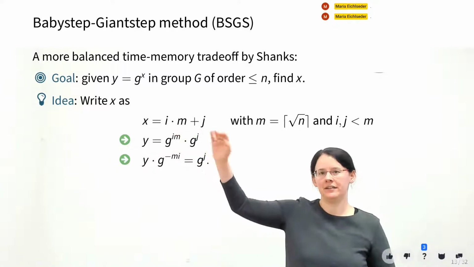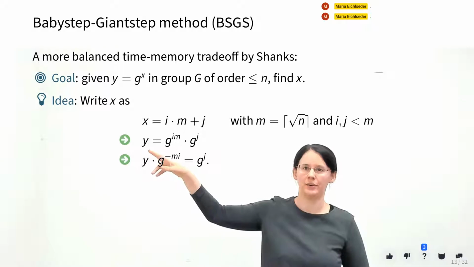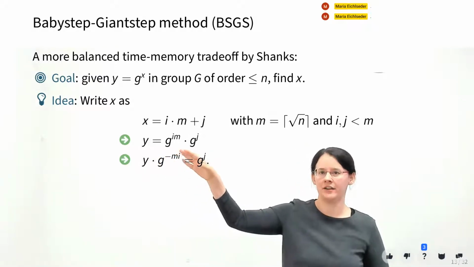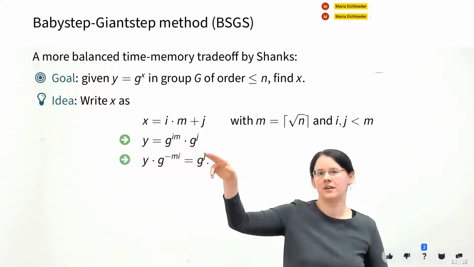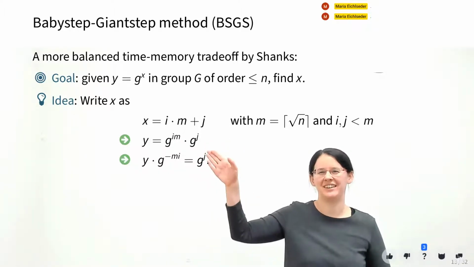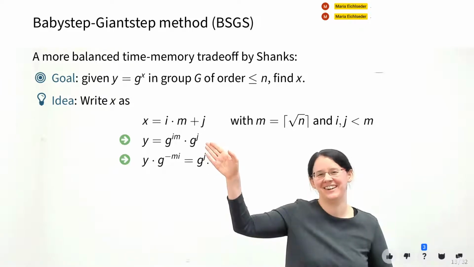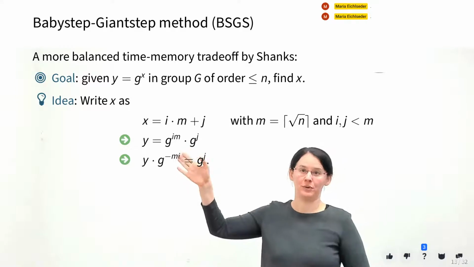And I can now fill in this decomposition into the original equation. So my challenge value equals g^x, which I can divide into g^(i·m) times g^j. Having g and j is really a bad choice here if you want to pronounce it, I notice. Okay, what can we do if we have this?